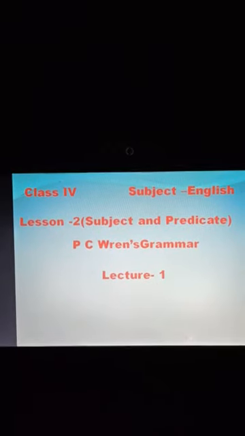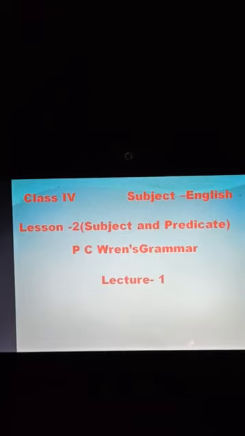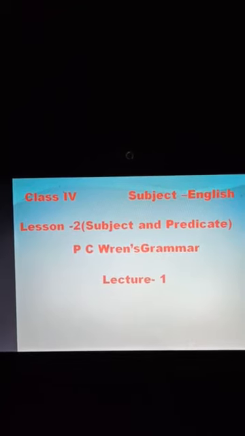A slight difference between subject and predicate is that a subject is basically a noun. It can be a pronoun or it can be a noun phrase. But a predicate can be a verb, or a verb phrase with other added words. After the verb, the words we add are also called the predicate. As I have already told you, this is the lecture of your class, lesson 2, subject and predicate.